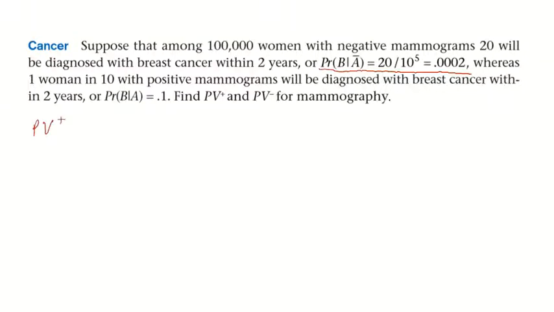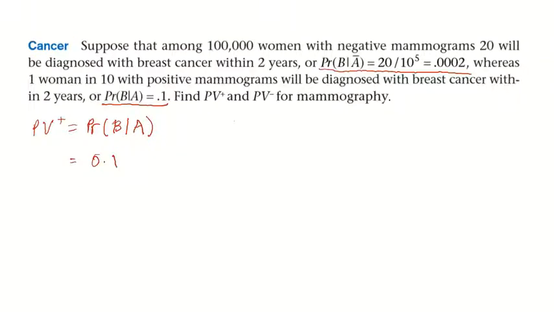First, let's start with predictive value positive. Take note that this is simply the probability of having breast cancer given that the mammogram is positive. Now, don't we already know that one based on the problem? We do, and it's here. So our PV plus for mammography in this scenario is 0.1.